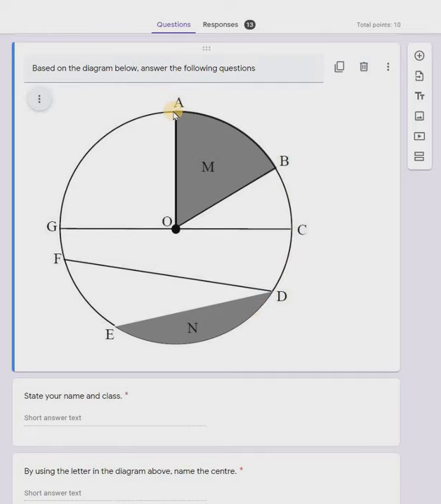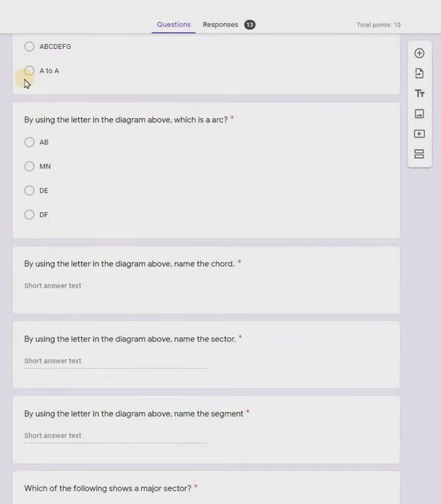Whole turn. So if I say only A, B, C, D, E, F, G until G, we have not yet completed the whole turn. So the answer should be A point to A point. We must say A to A because only A until A completes the whole turn, but not A, B, C, D until G, because until G is not a complete turn yet.